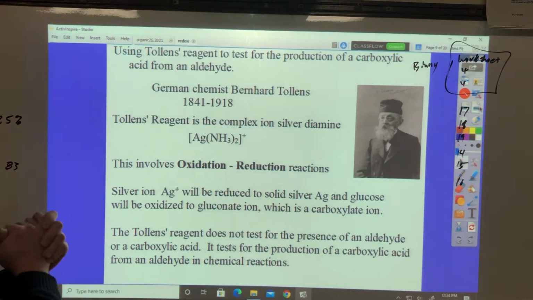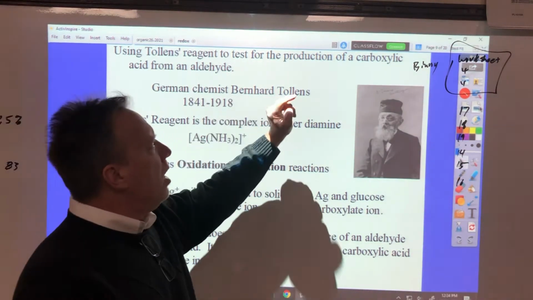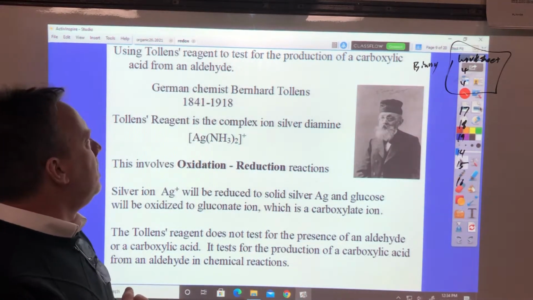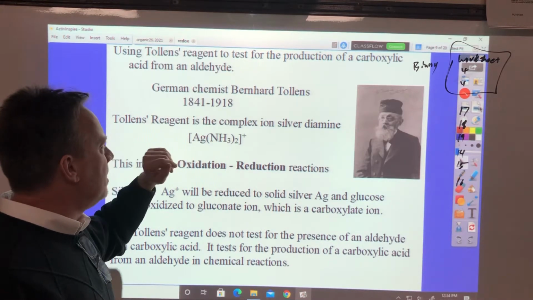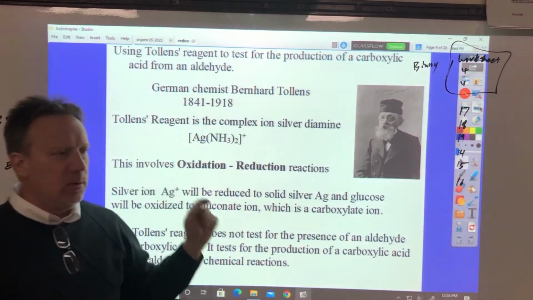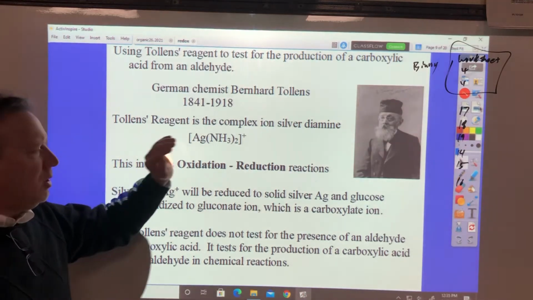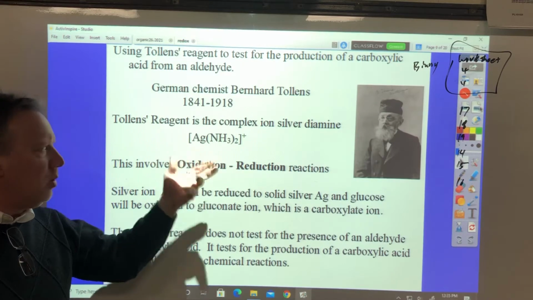Okay, so there were a couple of mistakes in here I had to clean up. This is using Tollens' reagent to test for the production of a carboxylic acid from an aldehyde. And this was developed by Bernhard Tollens, a German chemist. And Tollens' reagent is a complex ion. So unless you heard me mention this the other day in the green group, you haven't seen complex ions. It's just an ion that's a group.